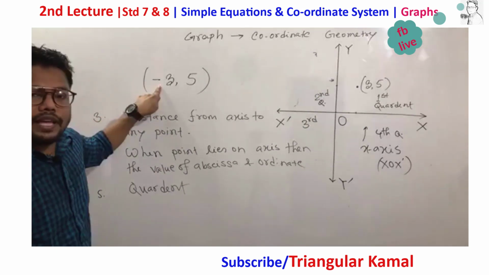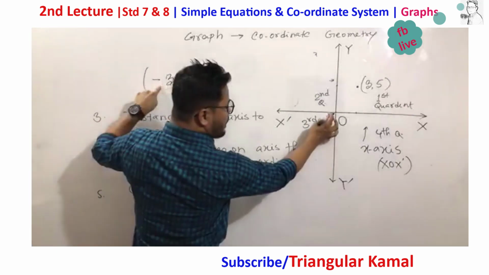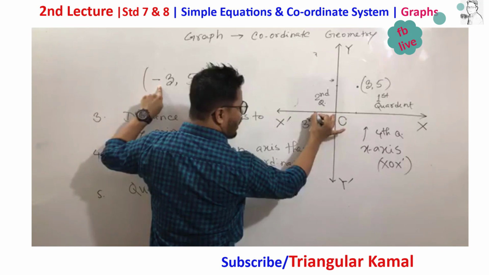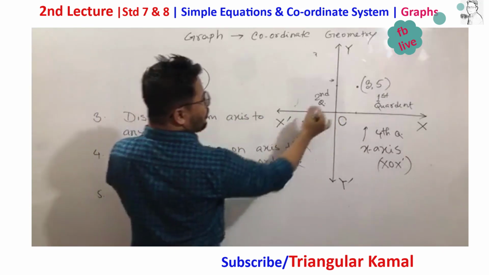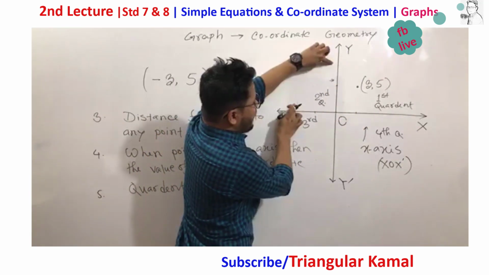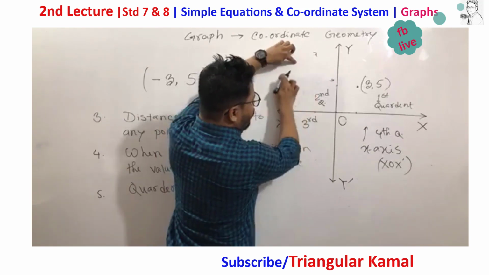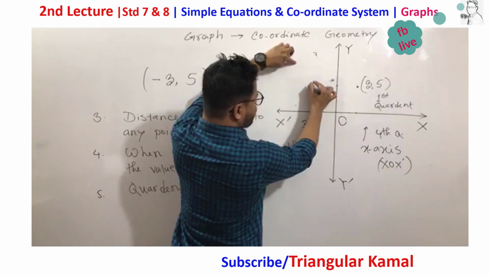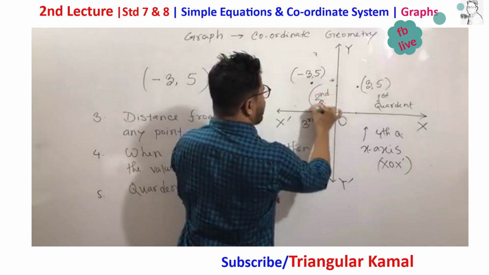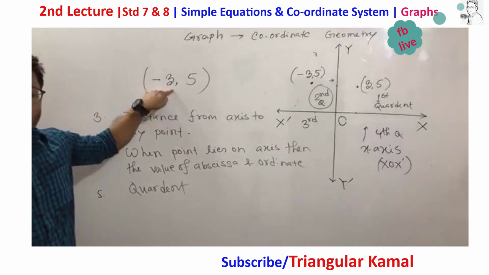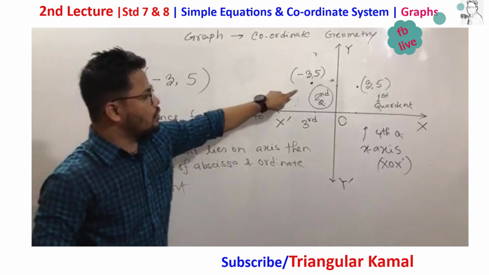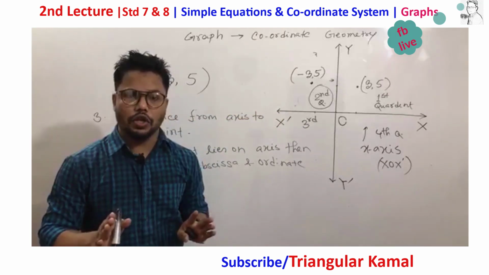The value of x is -3, so definitely the abscissa is negative: -1, -2, -3. And this is 5, which is the positive side of y. Positive side of y and negative side of x indicate the second quadrant. So -3 and +5 lies in the second quadrant. If I ask you in which quadrant -3 and 5 lie, the answer will be the second quadrant. I think this is clear to all of you.